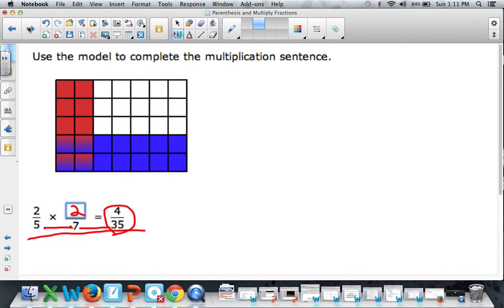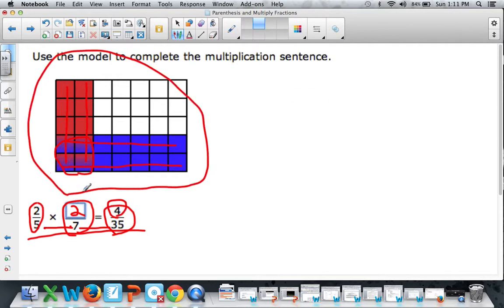Let's take a look at this picture up here. What you see up here is 2 rows of 5, just like 2/5. You also see 2 rows of 7, just like with 2/7. And the overlap they have is 4 out of a possible 35.